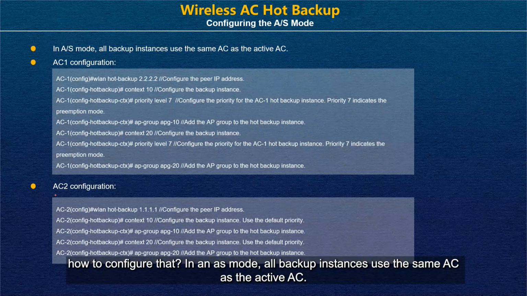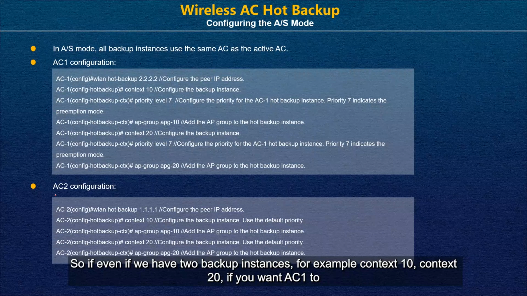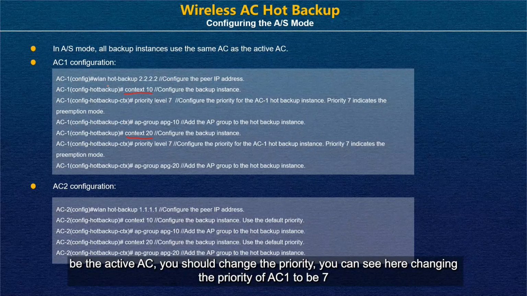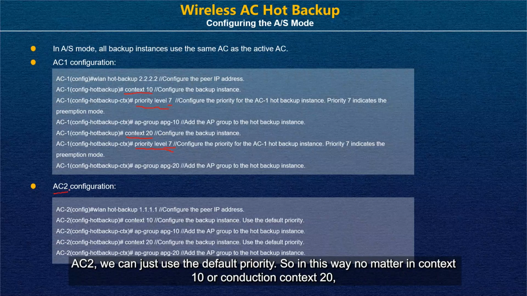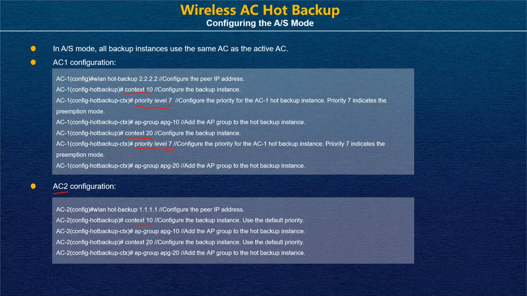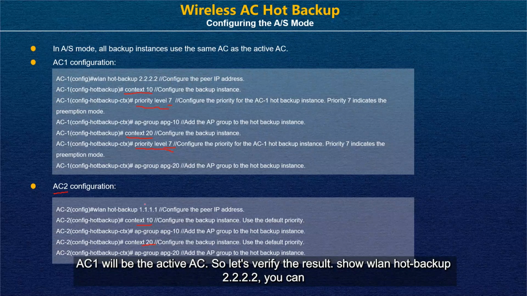In an AS mode, all backup instances use the same AC as the active AC. So even if we have two backup instances, for example, context 10, context 20, if you want AC1 to be the active AC, you should change the priority. You can see, change the priority of AC1 to be 7 in both instances. Context 10, priority level 7, context 20, priority 7. While on the other AC2, we can just use the default priority. So in this way, no matter in context 10 or context 20, AC1 will be the active AC.